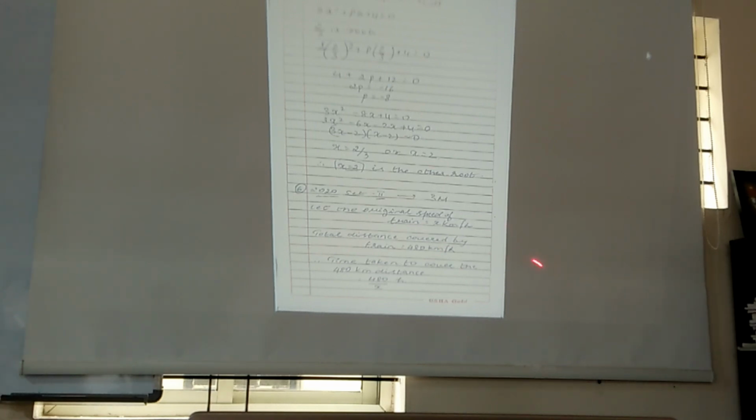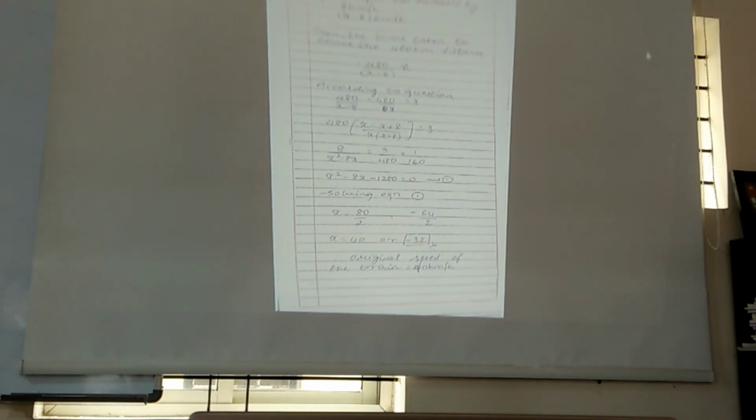Let the original speed be x. Distance covered by the train is 480 kilometers, not per hour. What is the time taken? Speed is equal to distance by time, so time is equal to distance by speed. So 480 by x hours. If the speed is decreased by 8 km per hour, what does it mean? X minus 8 km per hour. What will be the time then? 480 divided by x minus 8.